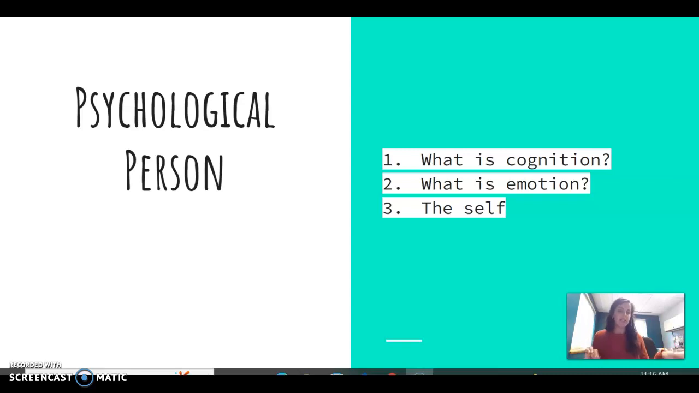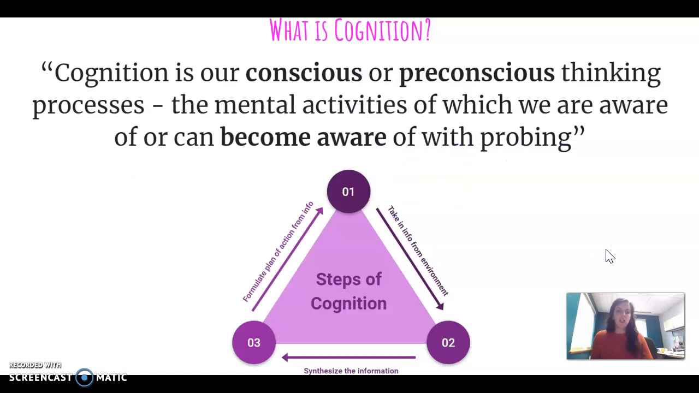The specific focus for today is, because we're splitting the psychological person into two distinct lessons, today we're just going to basically build the foundation of what cognition is, what emotion is, and some exploration around the concept of self. So if we're going to specifically define cognition, this is a term that's kind of the building block for all things psychology.